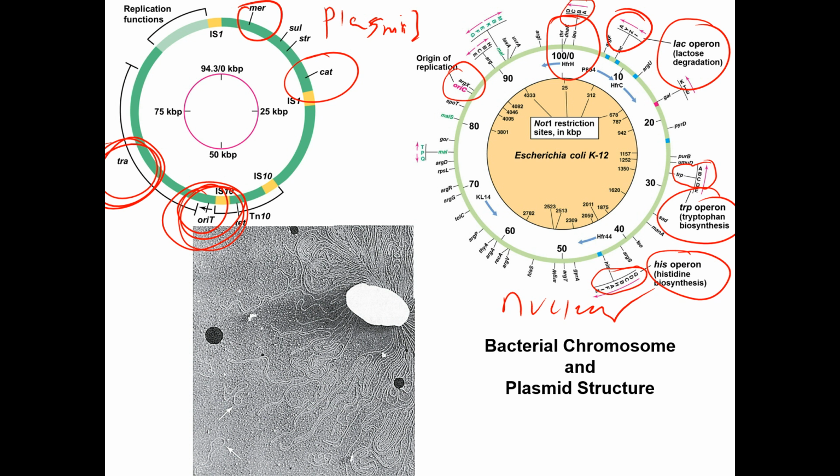Plasmids can encode for factors that are involved in antibiotic resistance, or the ability to take up and utilize a specific nutrient resource from the environment. So look at the size of the bacterial chromosome compared to the plasmid. This here is showing you E. coli.